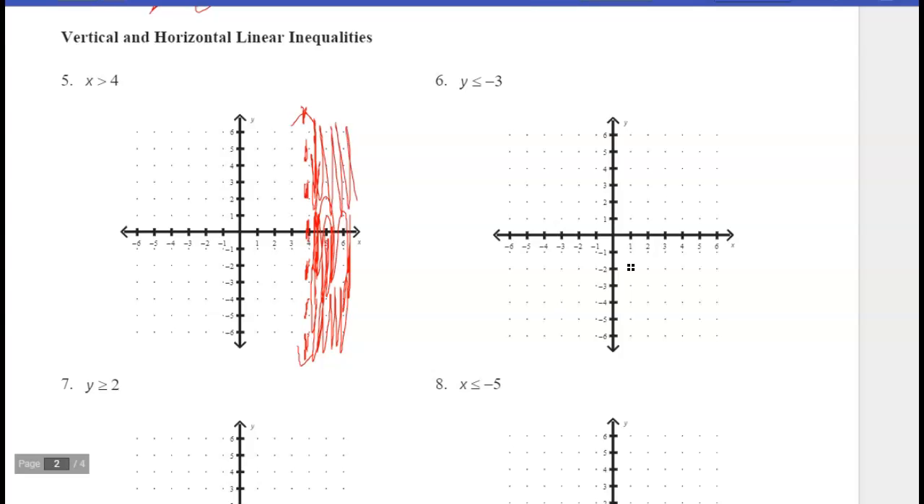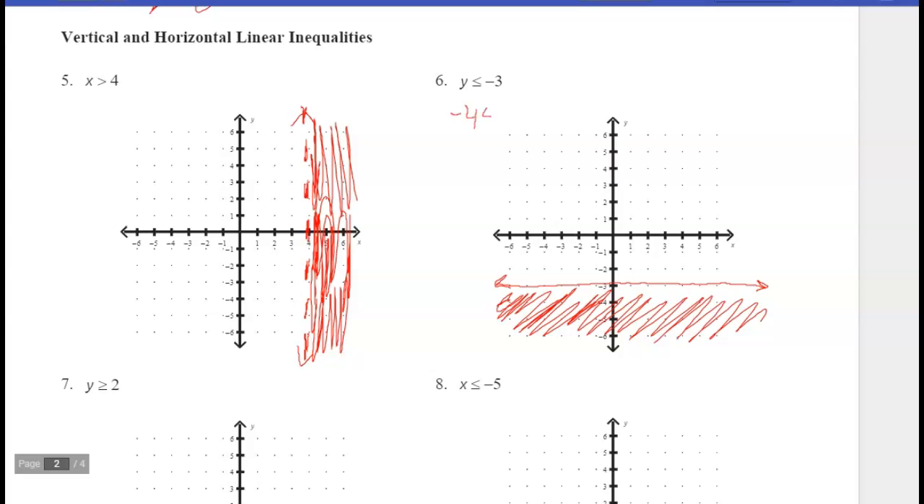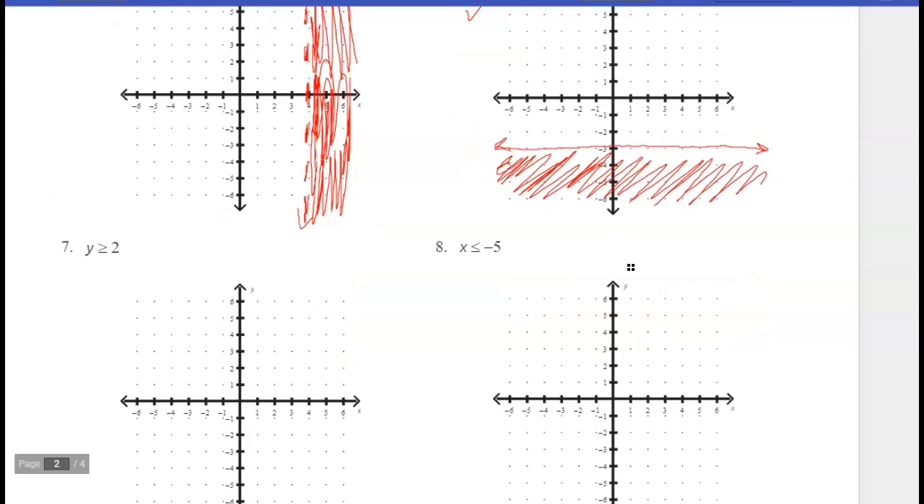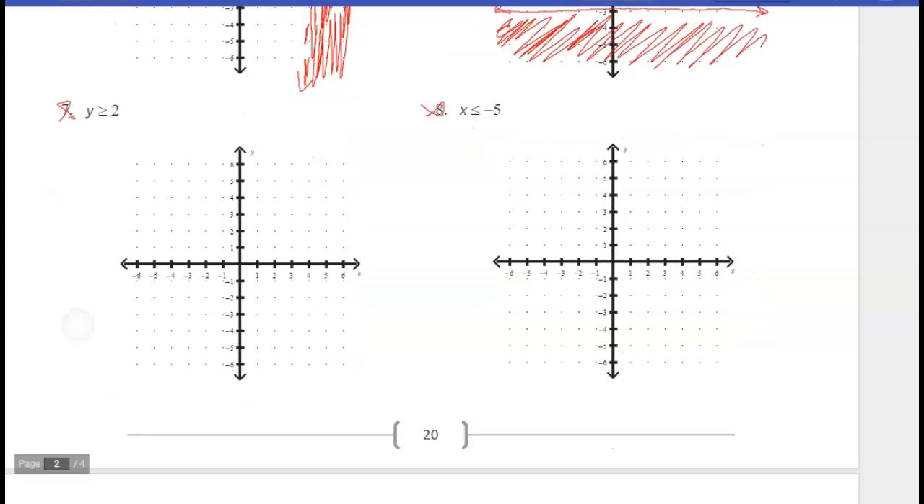Then I'll do this one over here. Y is less than or equal to -3. So it's a solid line. And again, we're shading everything below it. Because if I picked a point, like down here, my y, it's -4 less than or equal to -3? Well, yes. Yes, it is. Skip 7 and 8.